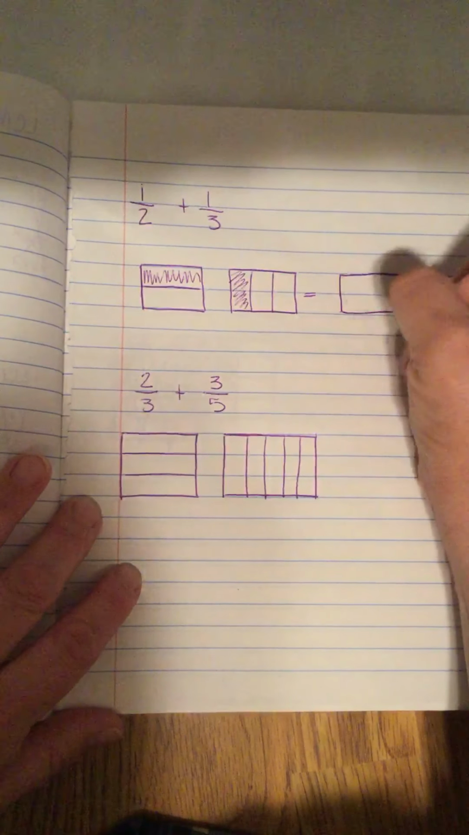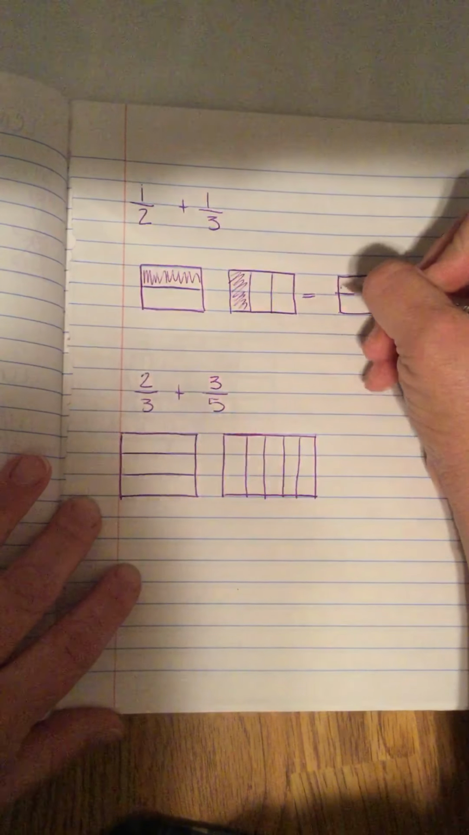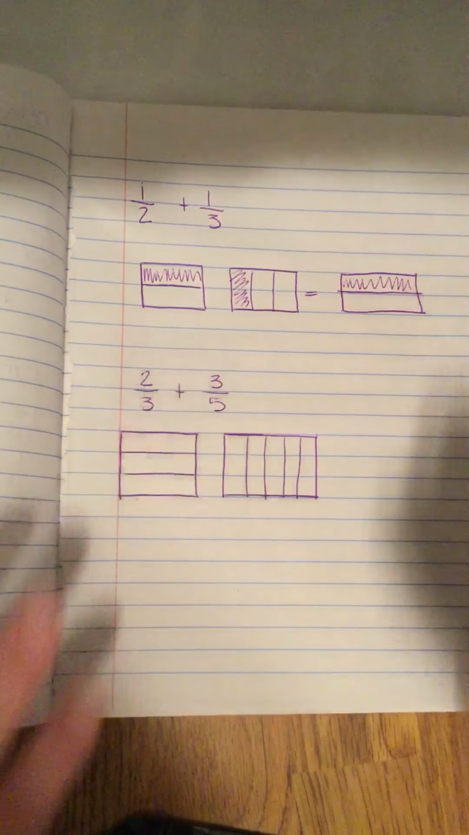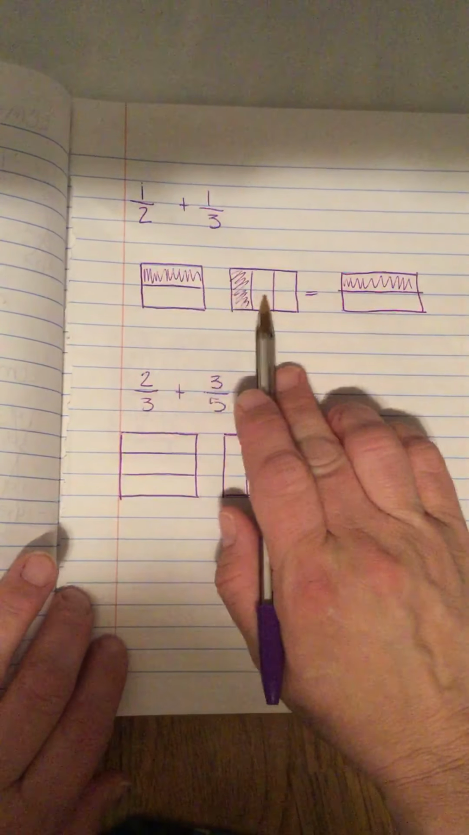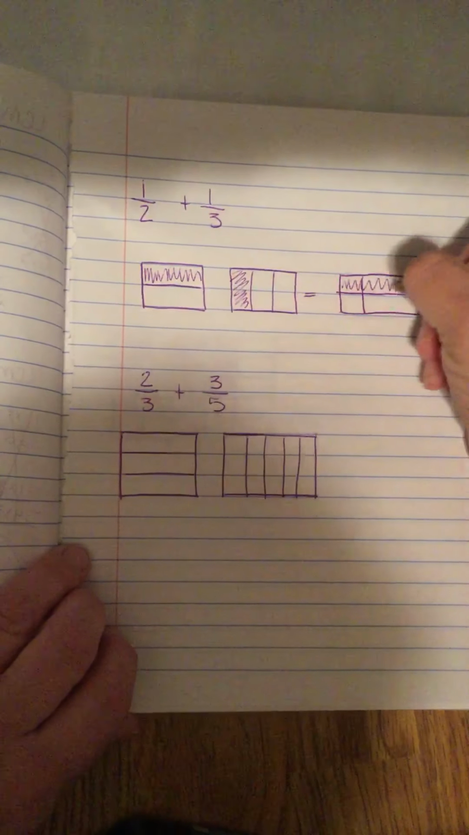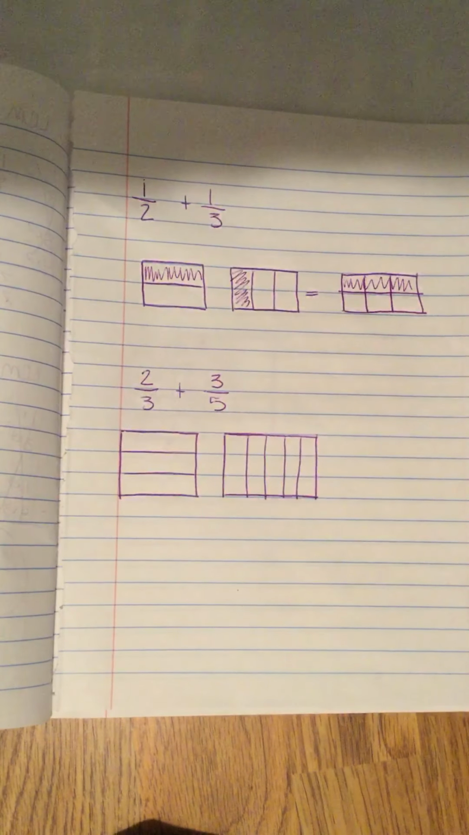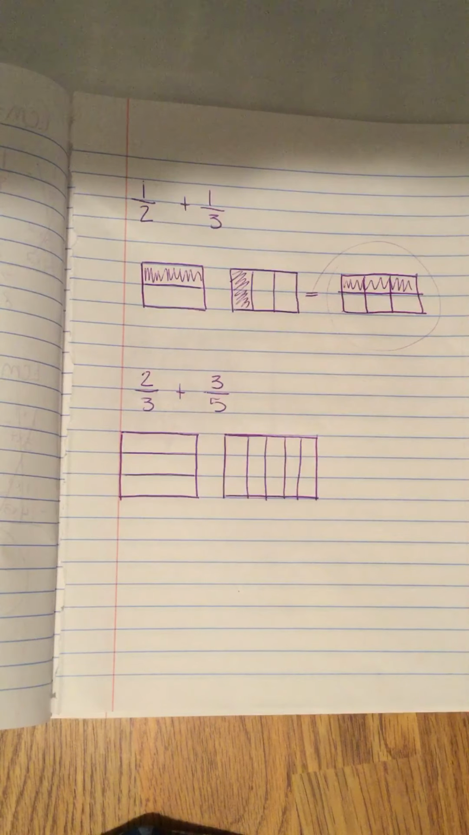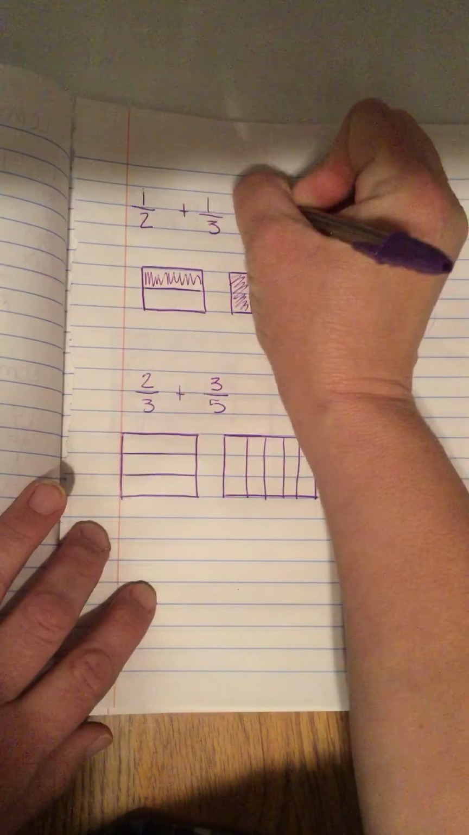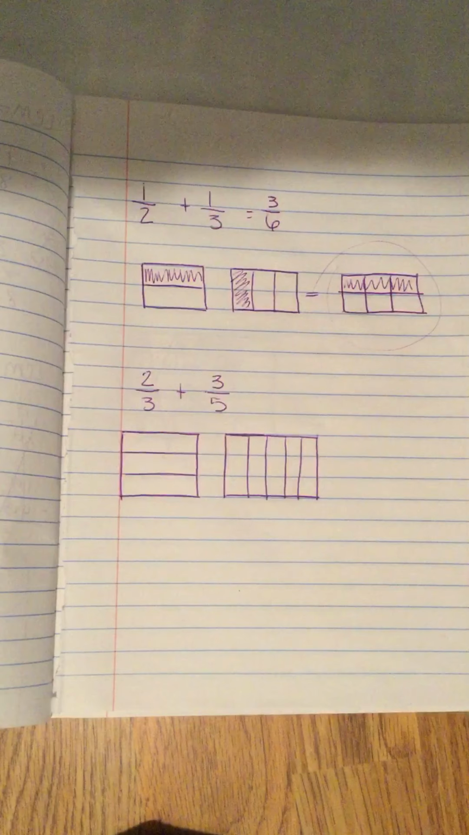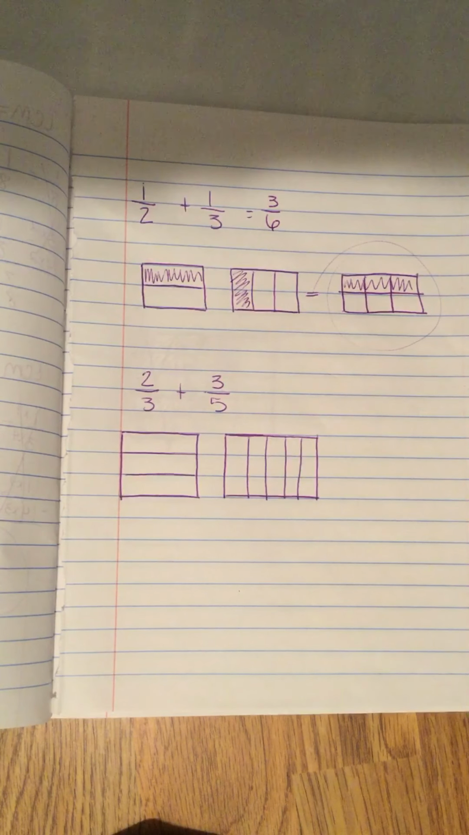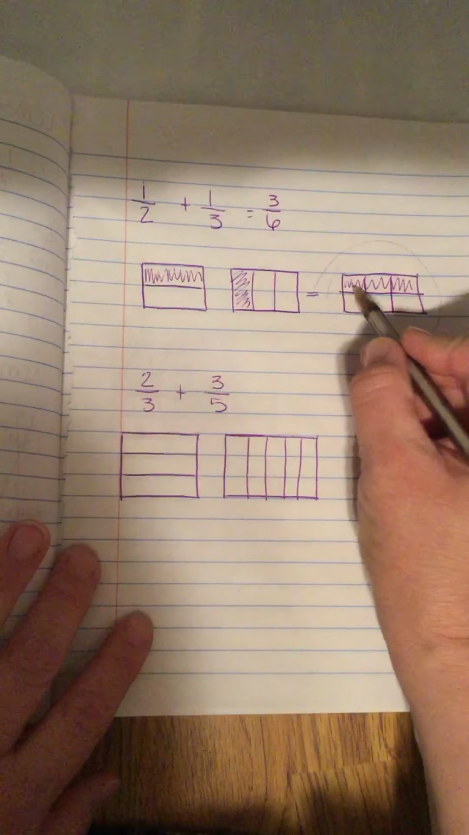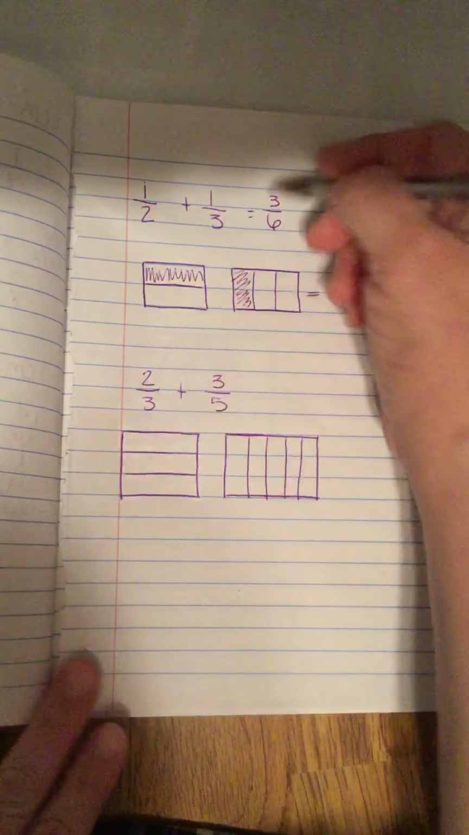Okay, so what I'm going to do is I'm going to make a third model. And I'm going to give it 1/2. I'm going to shade it. And then I'm going to take that half and I'm going to break it into 3 sections. Now, looking at that picture, how many are shaded now in my equals? 3 out of 6. Is that correct? No, because I only have a half shaded, right? So that can't be it.